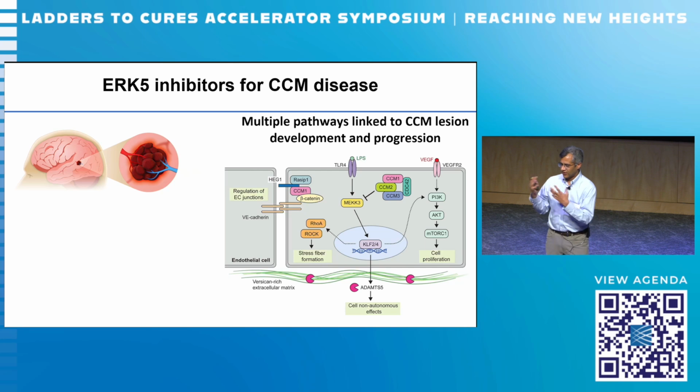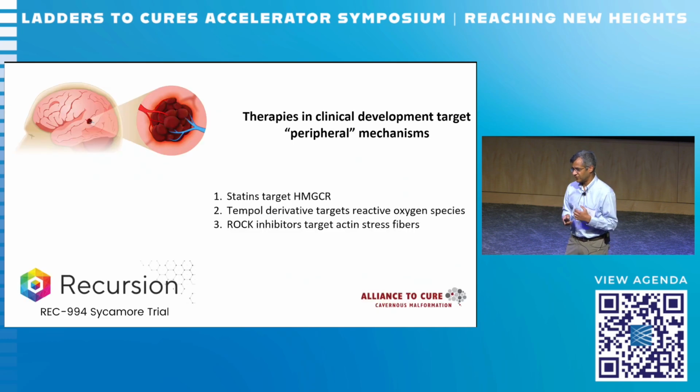The cartoon here shows all the functions of the CCM complex. You see CCM1, CCM2, and CCM3. They bind each other. They bind MEK3. They affect KLF2 and 4. Our data suggests that's the mechanism of disease. But the current therapies in development are targeting peripheral mechanisms.